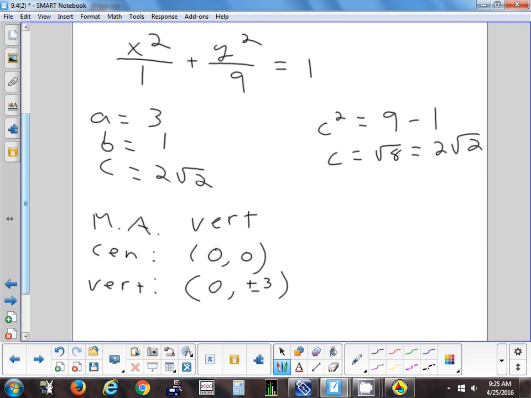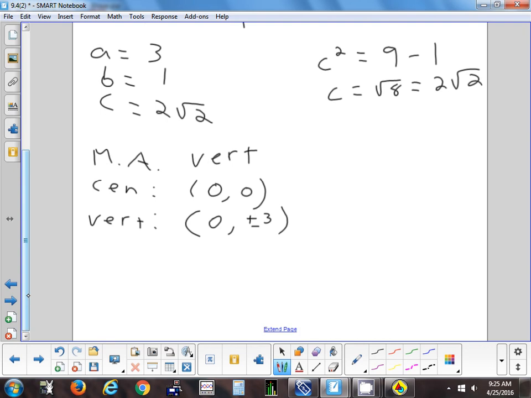Okay, and last thing I need to describe is my foci. Good. How many units away from the center are the 2 foci? 2 square root of 2. Yeah, it's a messy number, 2 square root of 2. Are the foci to the left and the right, or are they above and below? Above and below. So go up 2 root 2 and down 2 root 2.